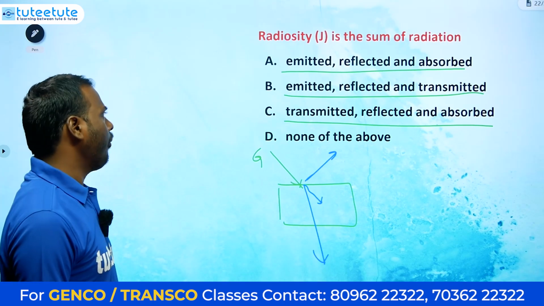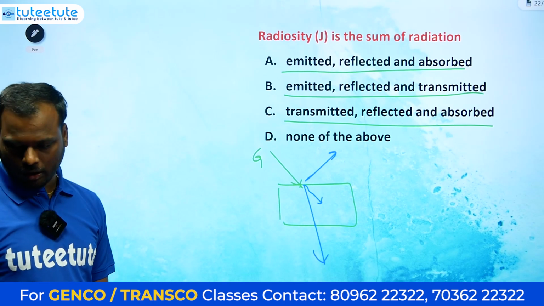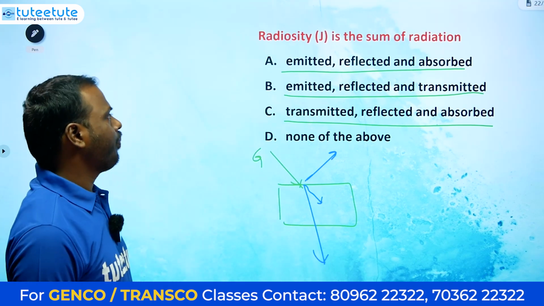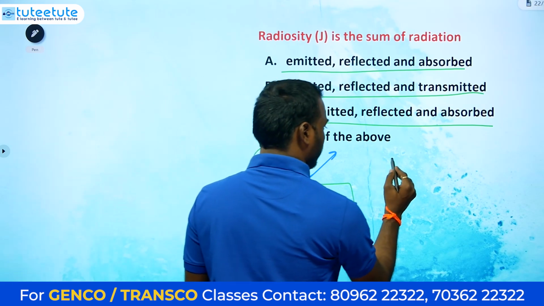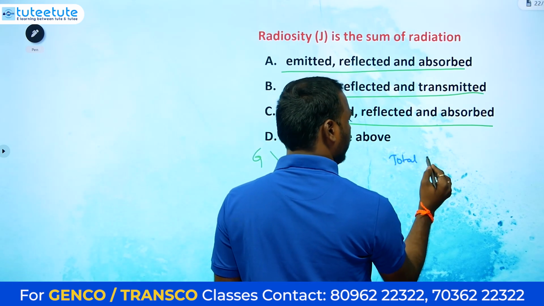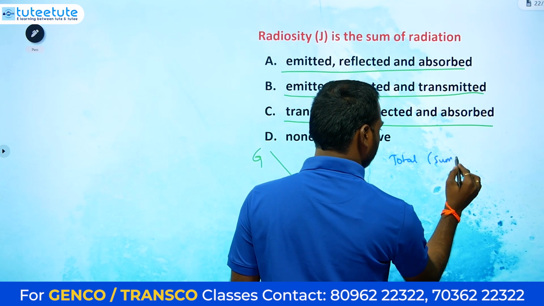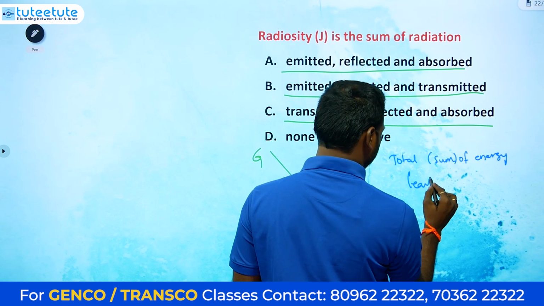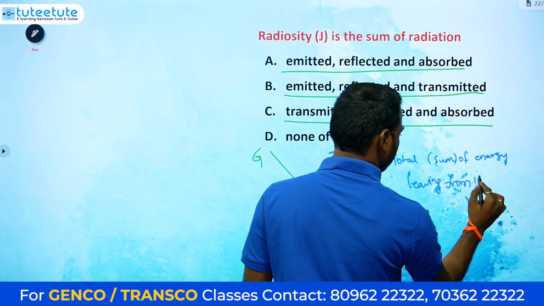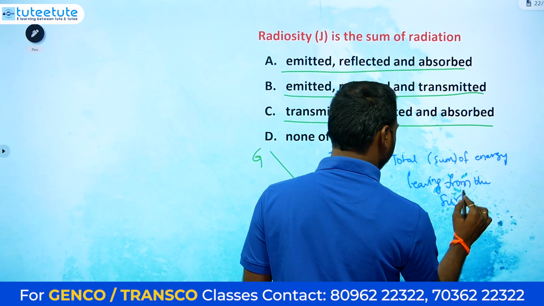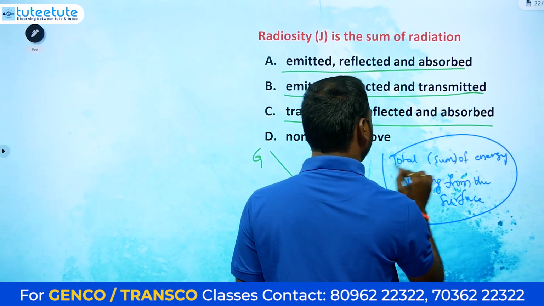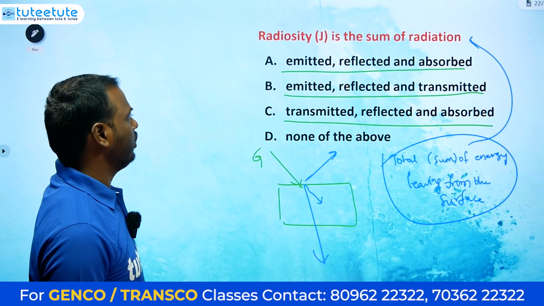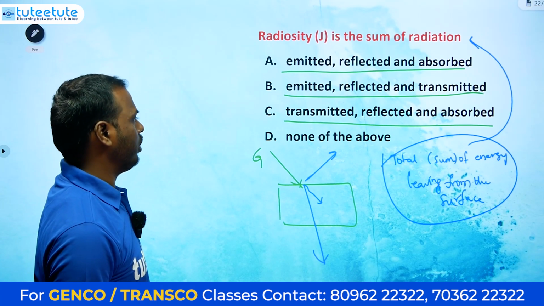Whatever the total radiation leaving from the surface is known as radiosity. Whatever the total energy leaving from the surface is known as radiosity. Now, one is absorbed, it is not leaving, so absorbed is not correct. One is emitted, reflected and transmitted.